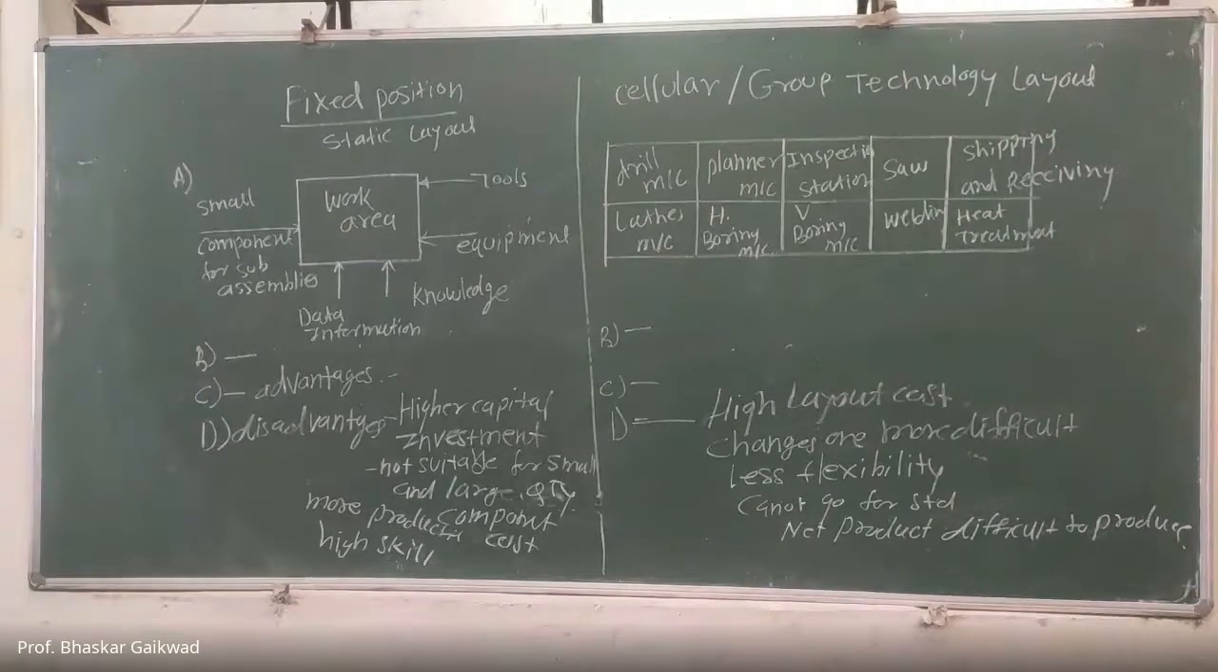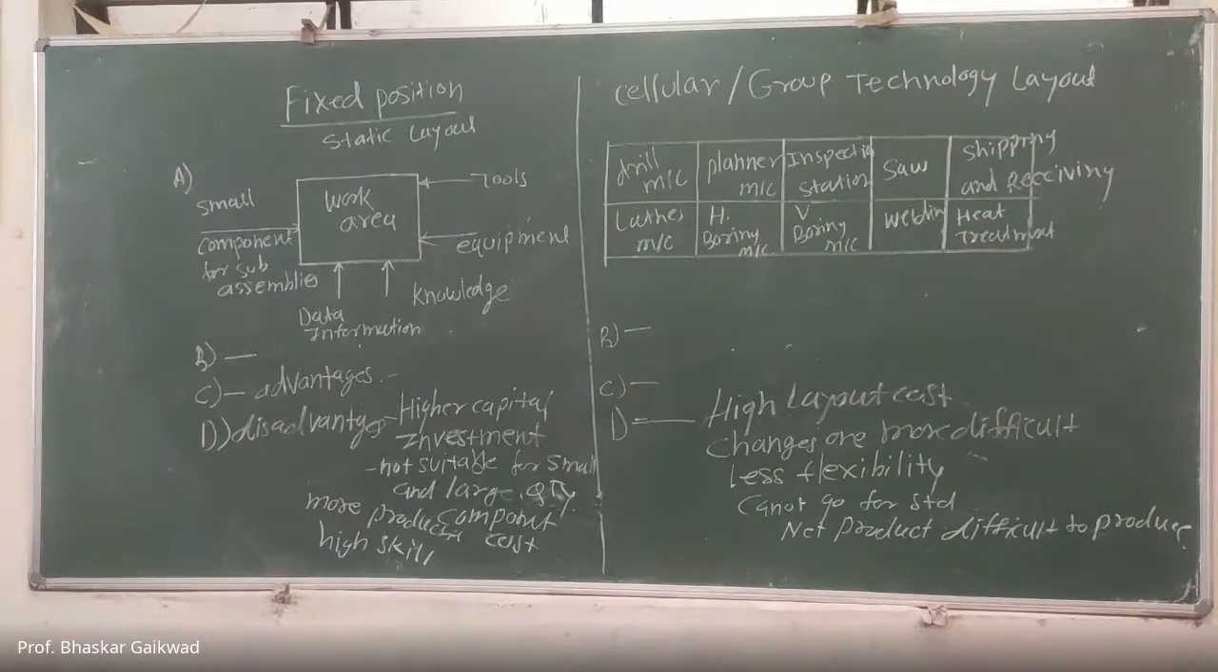So this is the difference between fixed position and group technology layout. So up till now, we have seen the difference between product layout, line layout, and process layout.